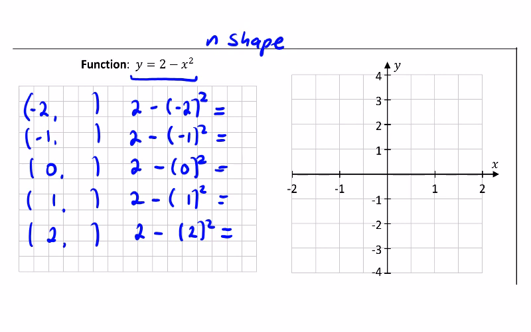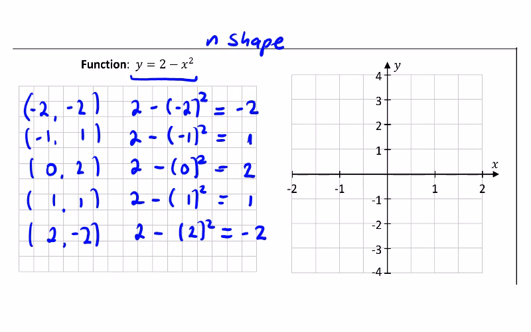And hopefully your calculator gives 2 minus 4 is minus 2, 2 minus 1 is 1, 2 minus 0 is 2, 2 minus 1 is 1, and 2 minus 4 is minus 2. You can see the pattern. Put your values in. Take your time. Double check before you start rushing to put them on the graph that they actually do form an N shape.